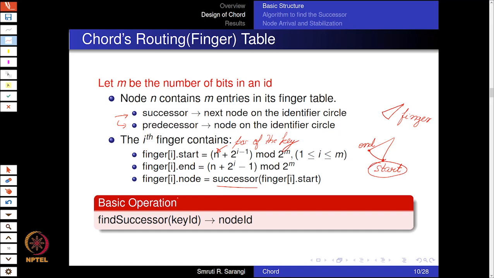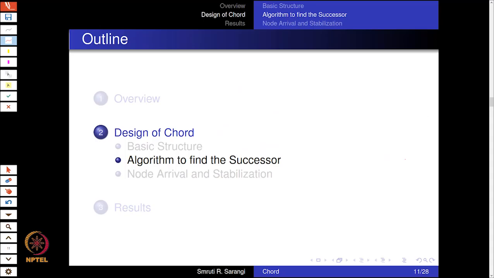So what is the basic operation? The basic operation is that for a given key, you find the successor, the node ID that is its successor, which means that from the key we start walking the circle clockwise until we find the nearest node, and that nearest node is the successor. Alright, so what is the algorithm to find the successor? This is by far the most important algorithm in Chord. So we should take a look at this pretty seriously.